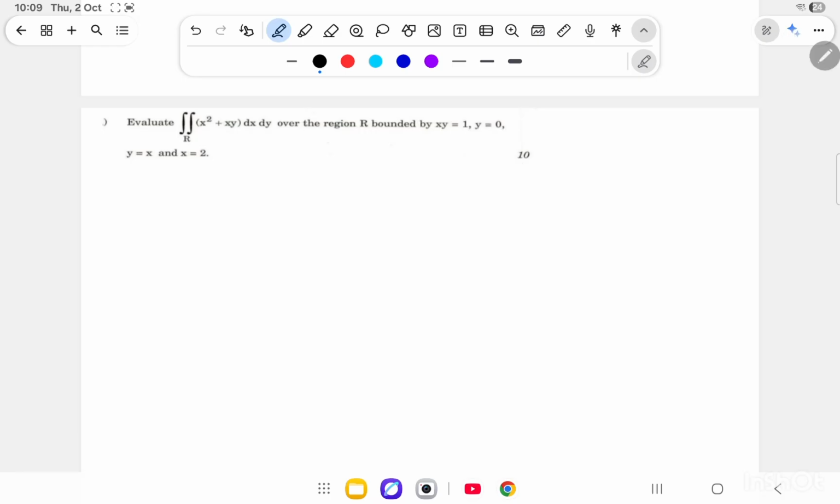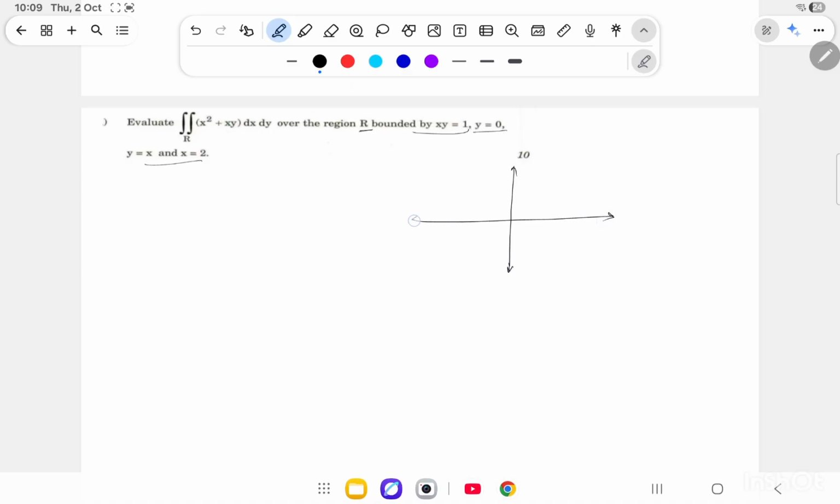This question says to evaluate the given integration over region R, and the region R is defined by a parabola and 3 lines. So let's draw the region R and see what the bounded region is over which we are supposed to evaluate the given integral.